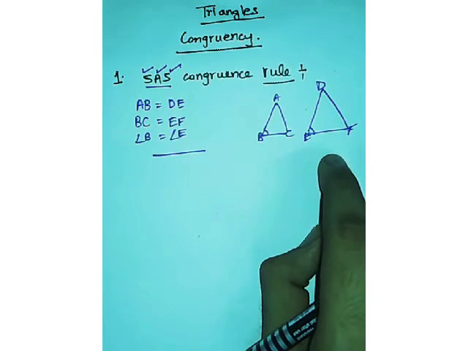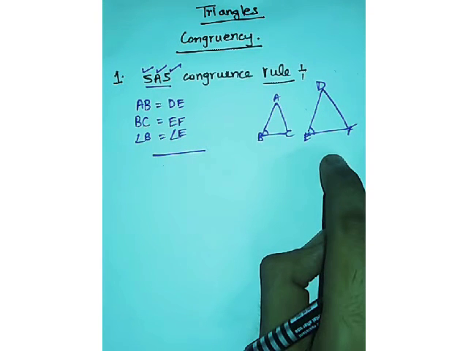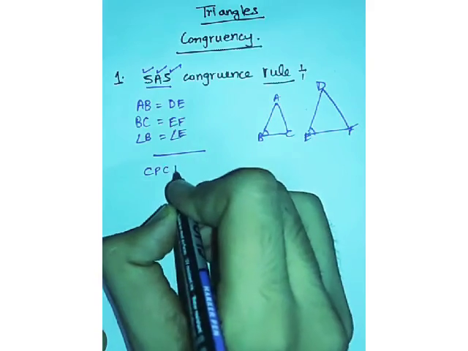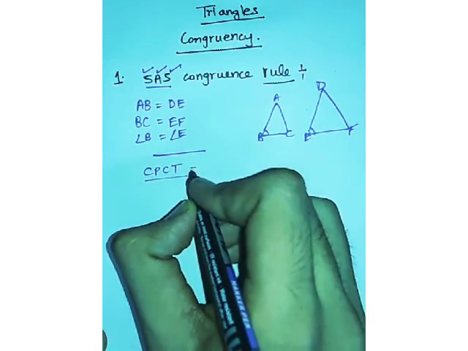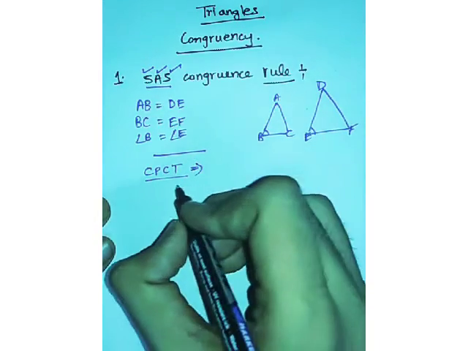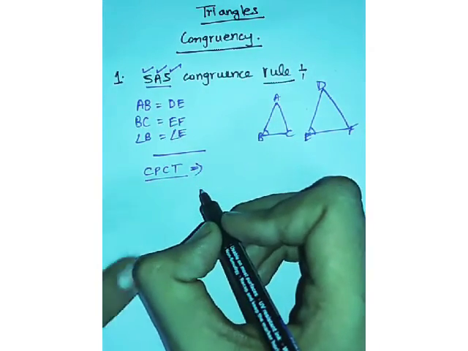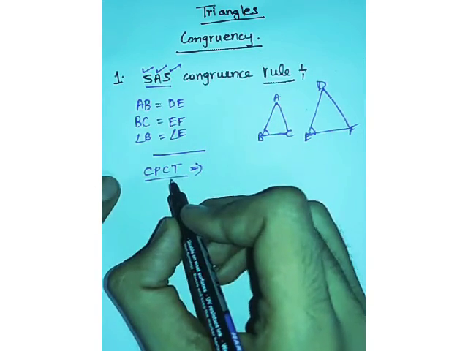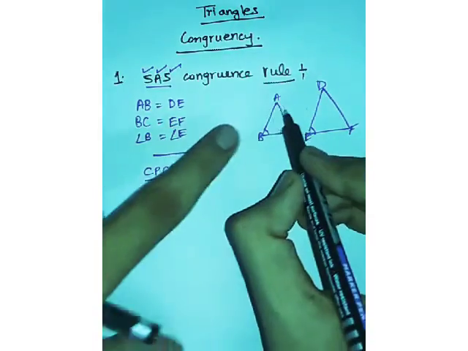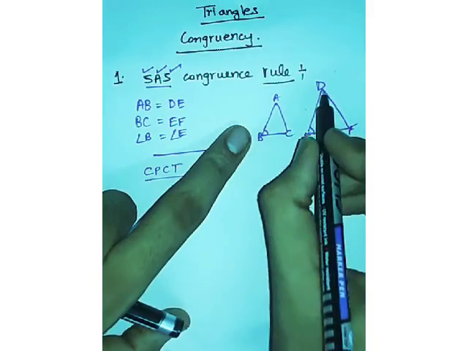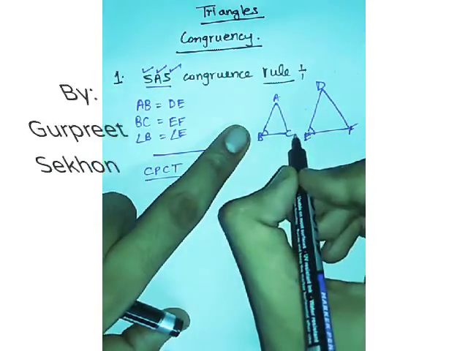Now let's make this concept a bit clearer with example number one of our very first exercise. But before proceeding, let me tell you something about CPCT. It's a very important concept, and CPCT means corresponding parts of congruent triangles. Now what does it mean? You have equated AB and DE, BC and EF, and angle B and angle E. Only one side is left, that is DF and AC.